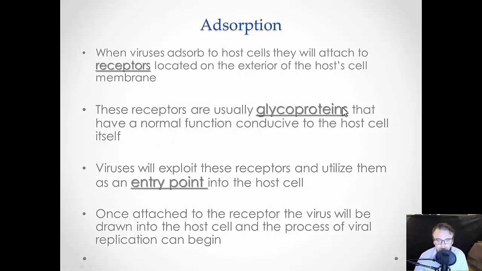These receptors are called glycoproteins. This is a sugar protein molecule, so it's part protein, part sugar. And this is a typical type of molecule that the receptors are made of. Just recognize it's an entry point used by the cell for one reason, hijacked by the virus and exploited for entry.